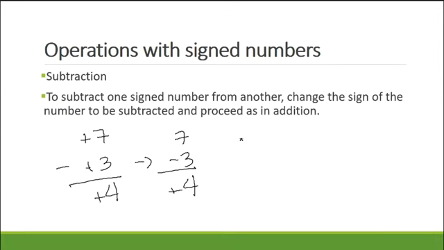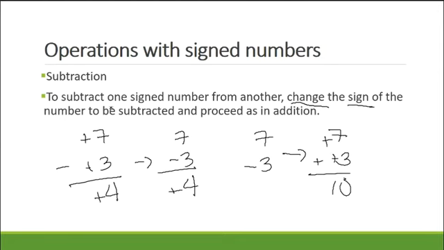Another, if 7 is to be subtracted by negative 3, change the sign of the second. You will have 7 and positive 3, then add the two, you have positive 10. Kasi nga, sabi dito, change the sign of the number to be subtracted and proceed as in addition.